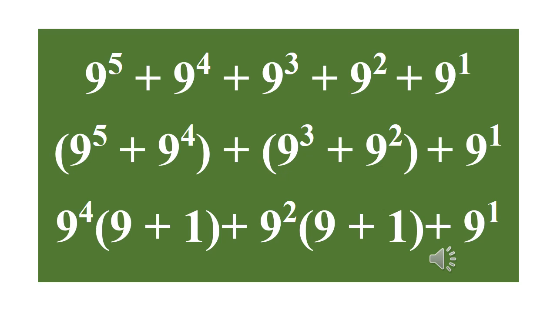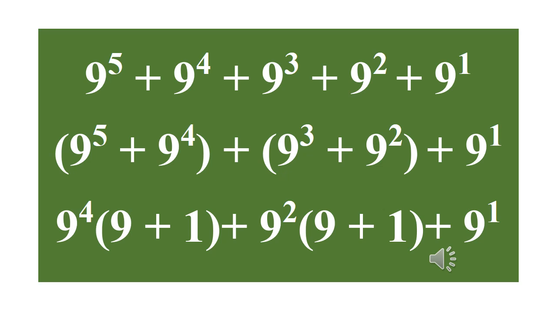For the third question now, which is 9 raised to power 5 plus 9 raised to power 4 plus 9 raised to power 3 plus 9 raised to power 2 plus 9 raised to power 1. We have to simplify. The first thing we do here is to put into bracket 9 raised to power 5 plus 9 raised to power 4, then put 9 raised to power 3 plus 9 raised to power 2 also into bracket, then plus 9 raised to power 1.